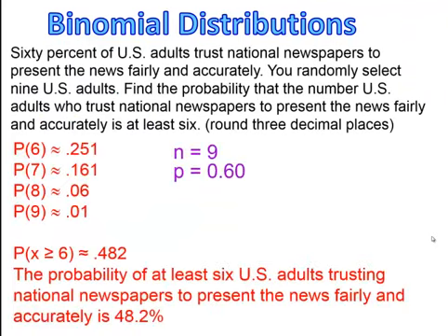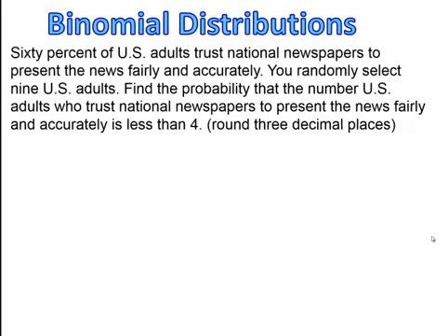So this is at least 6. So our n value was 9 here. Our probability of success was 0.60. And when you found your probabilities, you sum them up, you should have gotten 0.482. So if you were asked what is the probability of at least 6 U.S. adults trusting the national newspaper to present news fairly and accurately, you would say 48.2%. Pause and try.